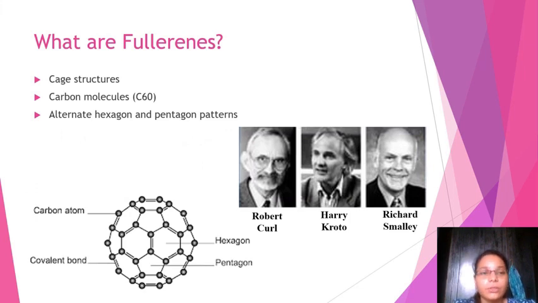So what are fullerenes? Fullerenes are basically cage structures made of C60 carbon molecules bearing 60 carbon atoms in alternate hexagon and pentagon patterns. Now, how was it confirmed that fullerenes are molecules bearing 60 carbon atoms only and that it holds alternate hexagon and pentagon structures? Let's look at the story of the discovery of fullerenes.